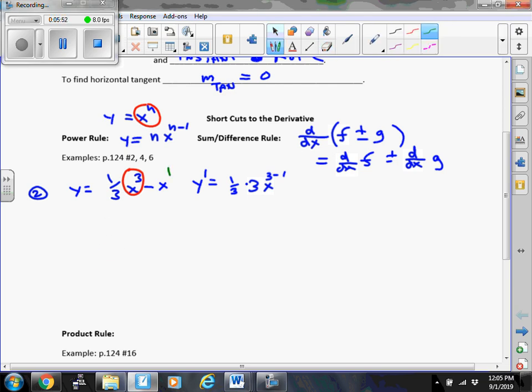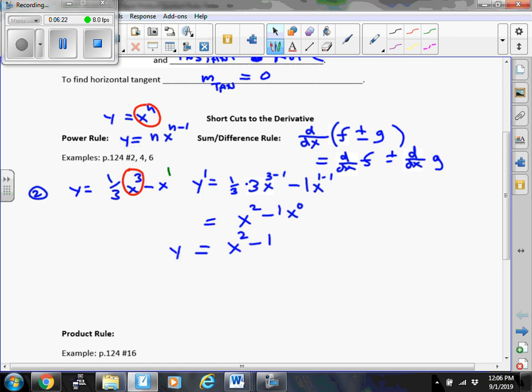There is a power of 1. Watch what happens when I apply the rule. Bring the power in front, take 1 off the power. Now, here's what I have. I've got 1/3 times 3 is 1, so it's x squared, minus 1 x to the 0. But what's x to the 0? 1. Anything to the 0 power is 1. So there is my derivative.